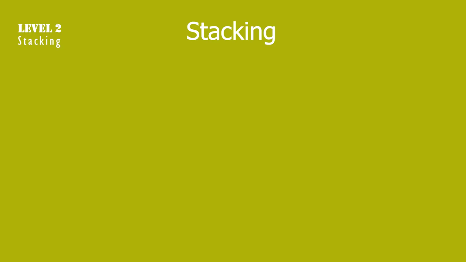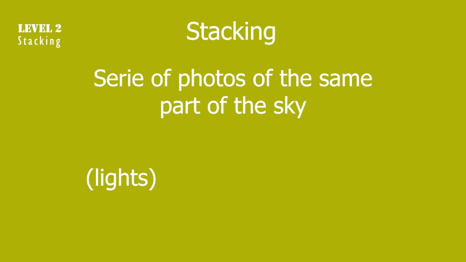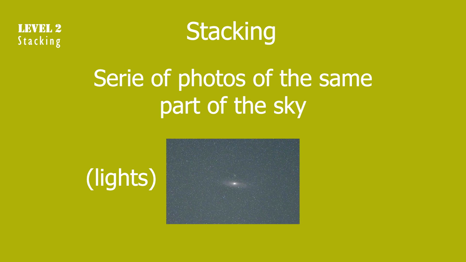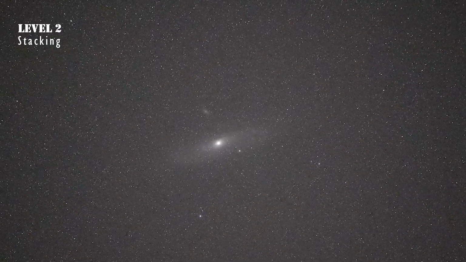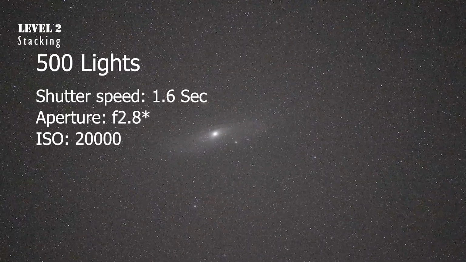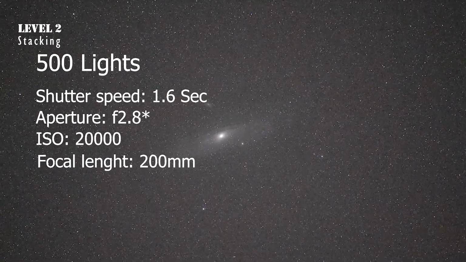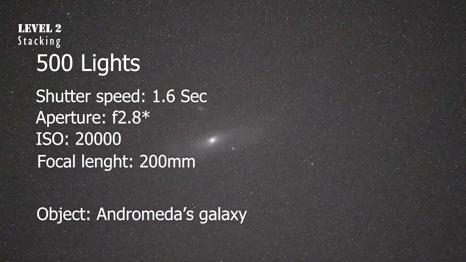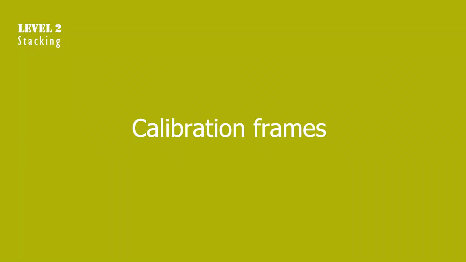So, for that, you will need a series of photos, which we will call exposures or lights, of the same target, at least 20 shots. You can use an intervalometer and adjust the framing after each series of pictures as the sky moves. For this video I did this example: 500 lights of 1.6 seconds at f/2, ISO 20,000, 200mm focal length of the Andromeda galaxy.